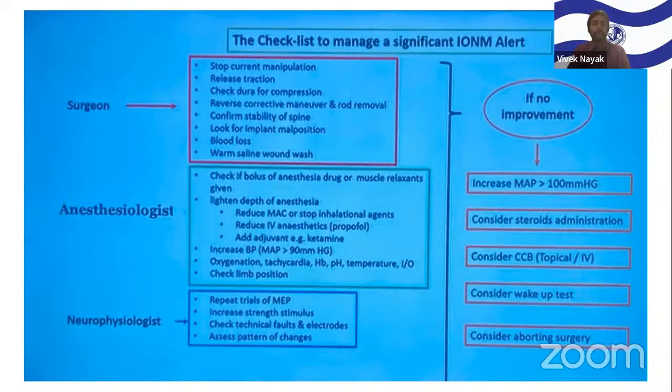I would like to say irreversible neurological damage is a serious type of neurological injury that has occurred on the table. It can be reversed also. Yes, so that should come at the end. If no improvement, you increase the BP to more than 100 millimeters of mercury, consider steroid, or consider even CCB topical or IV. And 2 more things you have mentioned at the bottom of the slide. Yes. Okay.